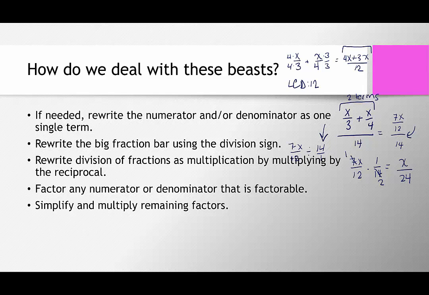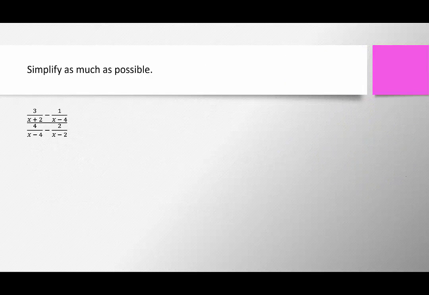Okay, so now we're ready. Let's look at some examples. We want to simplify this thing as much as possible. I see that we have issues in both the numerator and the denominator. I have a feeling this is going to take a lot of work, so I'm going to try to squeeze as much of this in as I can. We're going to start with the numerator.